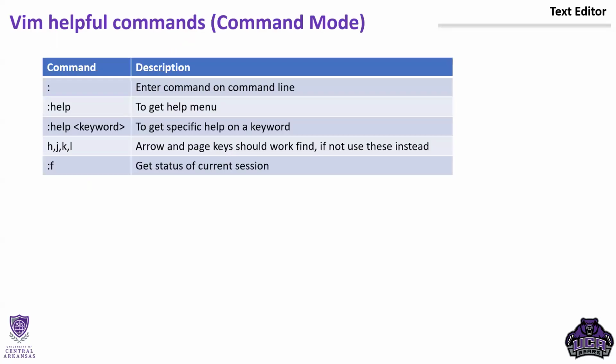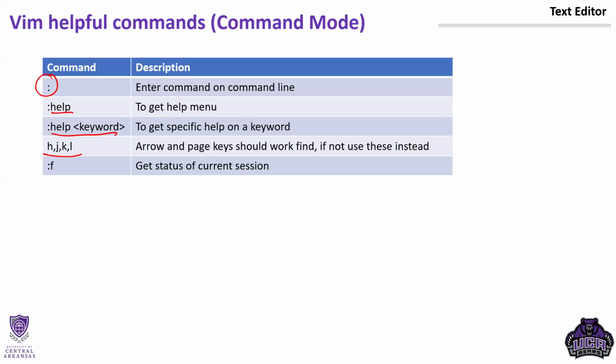Now, the colon is actually going to bring up a little menu that you can type in. Actually, it's more like a little command prompt within the editor at the very, very bottom. And that's where you can enter a lot of commands to configure it. So just note, colon gets that up. If you were to type help after it, it would get you the help menu. You could search for a specific keyword to get help.